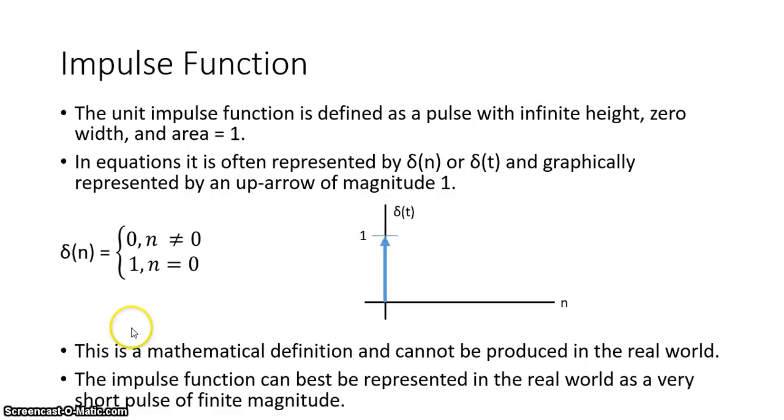Now, this is a mathematical definition and cannot be produced in the real world. There's no way to produce a true delta function, because remember, it would have to have an infinite height and a width of 0. And how do you get a pulse with a width of 0, right? But the closest thing that we can get to the impulse function can be represented in the real world. The closest thing anyway is just a short pulse with a finite magnitude, not with an infinite magnitude as we stated here. So that's the impulse function.